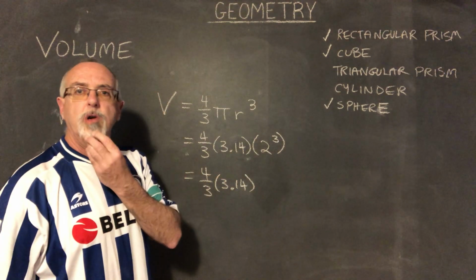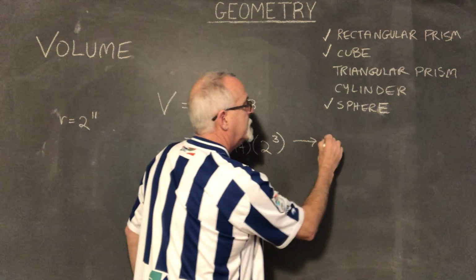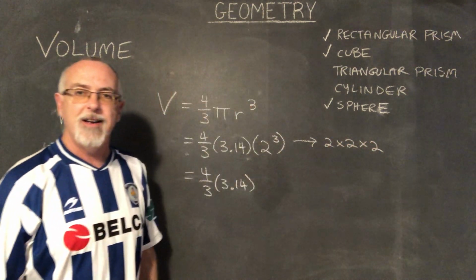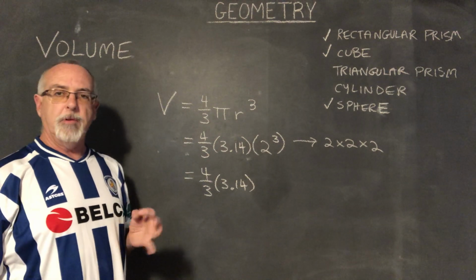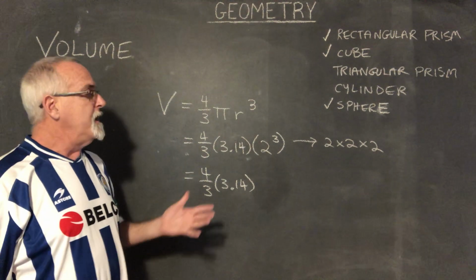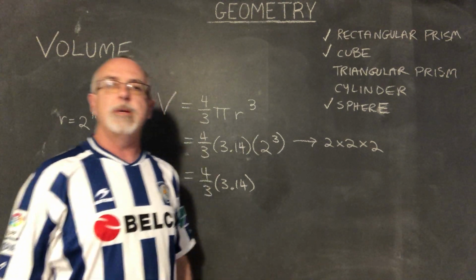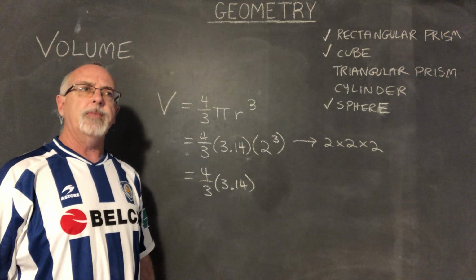And what is 2 cubed? 2 cubed is 2 times 2 times 2. This is a nice easy one. We could even do it in our heads because we have a nice simple round whole number like 2. What is 2 times 2 times 2? It is 8. 2 cubed is 8. Of course, this is an answer.